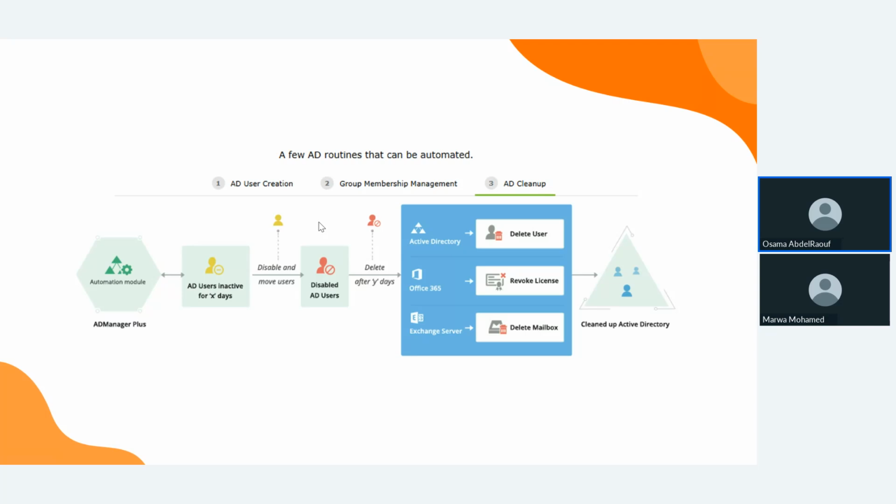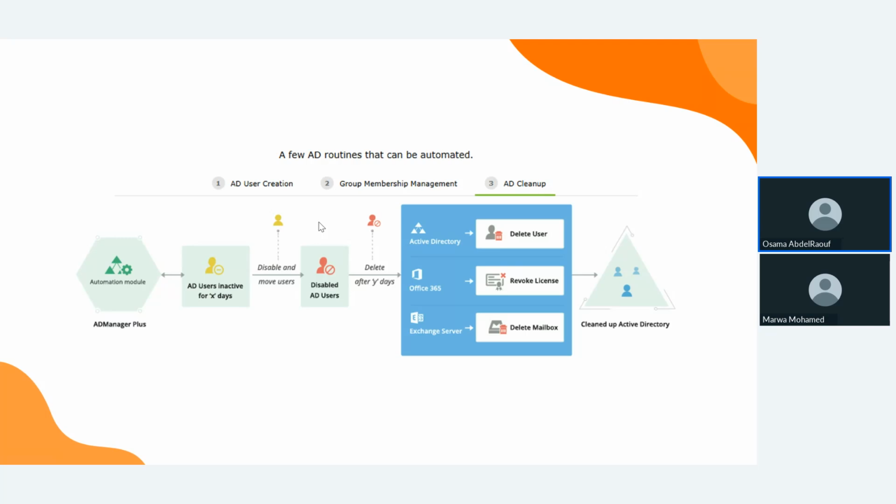What will happen? AD Manager provides you an automation. Whatever the scenario is, you can use the automation feature to go and check. For example, this is a predefined scenario. AD Manager goes and checks for users that are inactive for, for example, 30 days. After finding users who are inactive for 60 days or 90 days or whatever the days, what will happen? You can disable these users, or you can even move them to an OU.